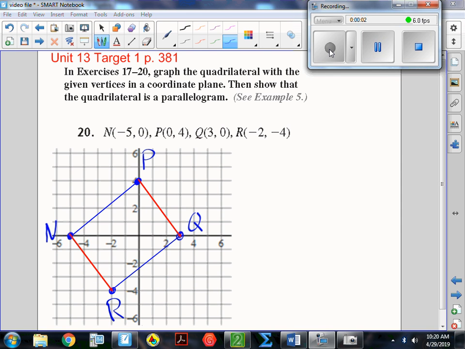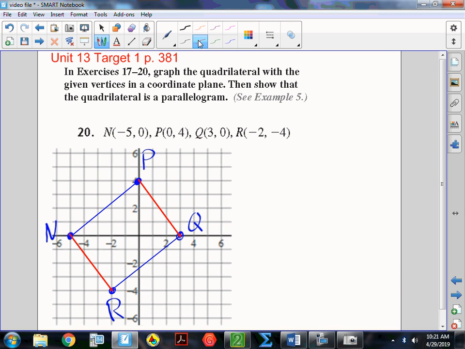Okay, for number 20, I graphed off 4 points and drew the quadrilateral. We're trying to show that the quadrilateral is a parallelogram. So I'm going to use the red sides to do that. There are 2 different ways you can show a quadrilateral is a parallelogram on a graph pretty easily.